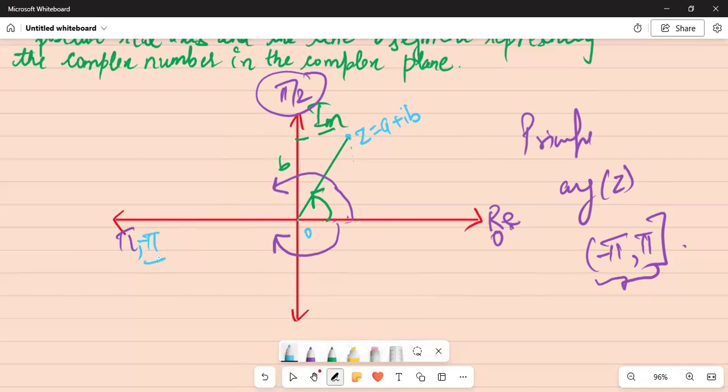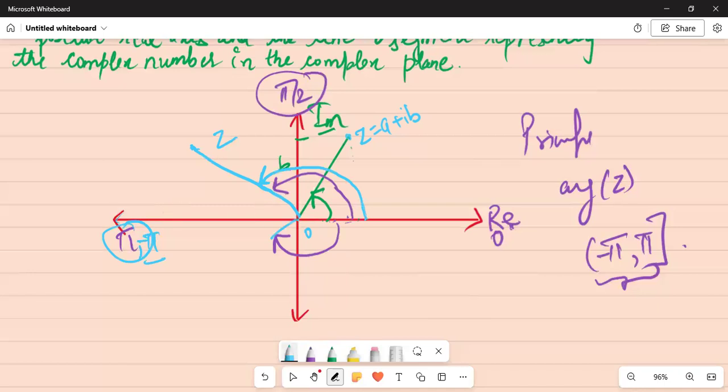So it depends which direction we are considering. The principal argument says that if you are rotating in the anti-clockwise direction, and you can connect the line representing your complex number with the positive real axis in the anti-clockwise direction, then it is fine, provided the angle is below pi or equal to pi.